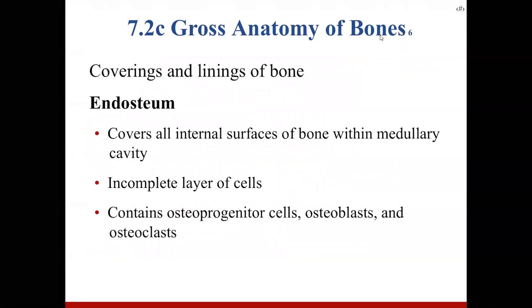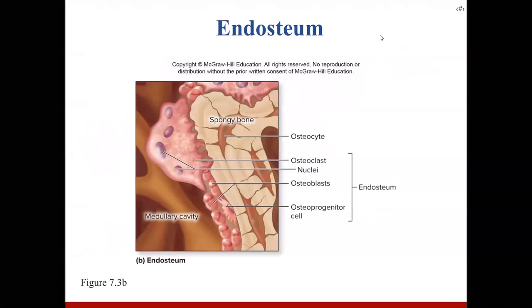Okay, now inside the bone, we have what's called endosteum, right? So endo is inside, okay, and it's gonna line the medullary cavity. Okay, and it also has bone cells in it. And we're gonna talk about what these bone cells are here in a couple minutes. Okay, so endosteum is inside. You don't have to know what that looks like. Don't worry about that.